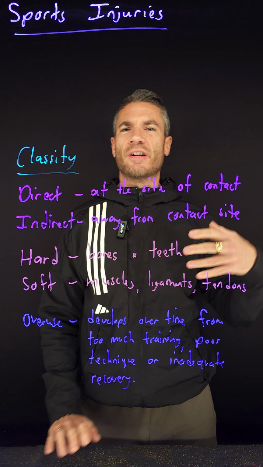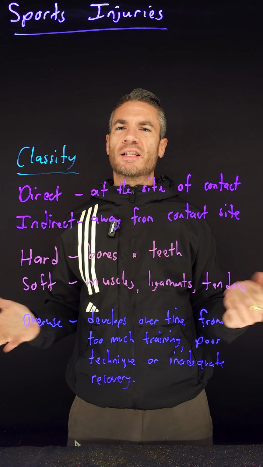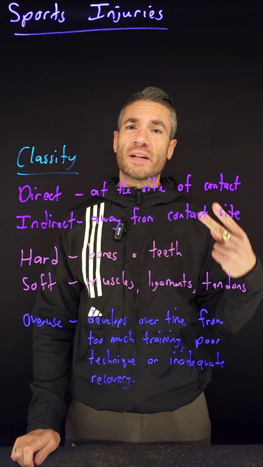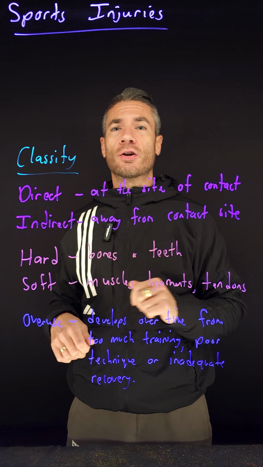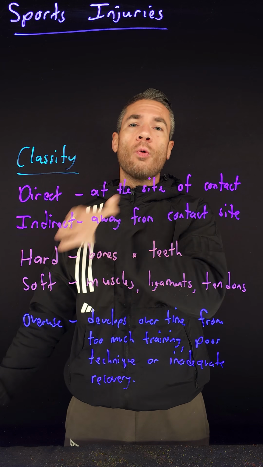All right, management and prevention of sports injuries. First of all, how do we classify sports injuries? Well, we've got direct and indirect injuries. Direct injuries occur directly at the contact site. Indirect injuries occur away from the contact site.